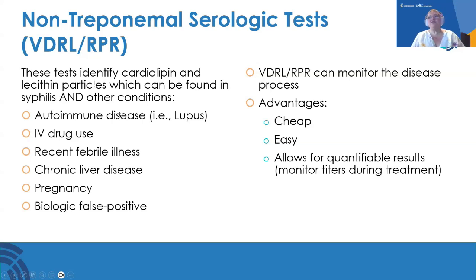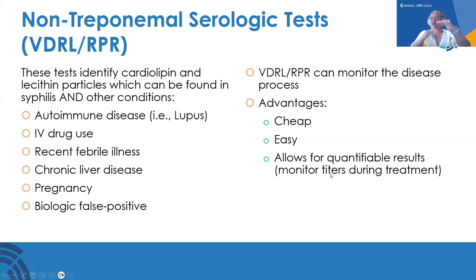So there are other things that can cause these particles to be in your blood. So you can't just do an RPR or a VDRL and say, "Oh, you have syphilis." No, you may, and we need to do further testing. Now, the reason why a lot of people start with the serologic test is because it's cheap, it's easy, and there is a reason to use these.